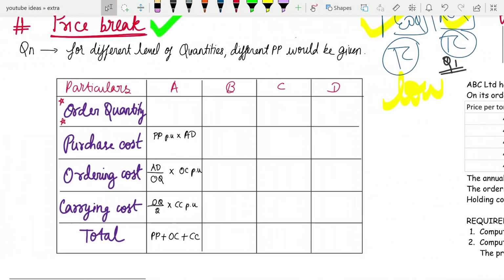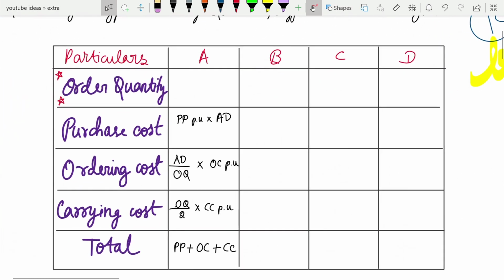Yes, so this is the format of the questions. At the top you have to write particulars, then however many ranges of order quantity they have given you, you have to write those: less than 100, less than 200, less than 300, like that. A, B, C, D, you can split it up and write.